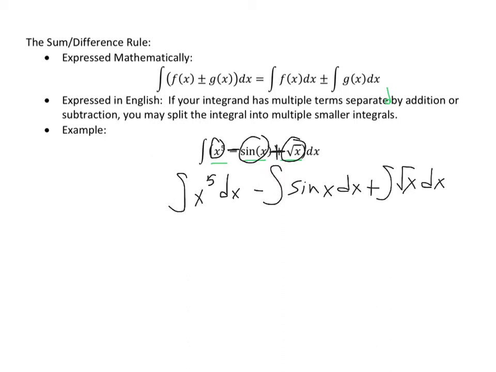The integral of x to the 5th, we increase the power by 1 and make it x to the 6th, and then multiply by the reciprocal. We know that the antiderivative of sine is negative cosine. And this last one, we might actually need to take a moment to rewrite that one.